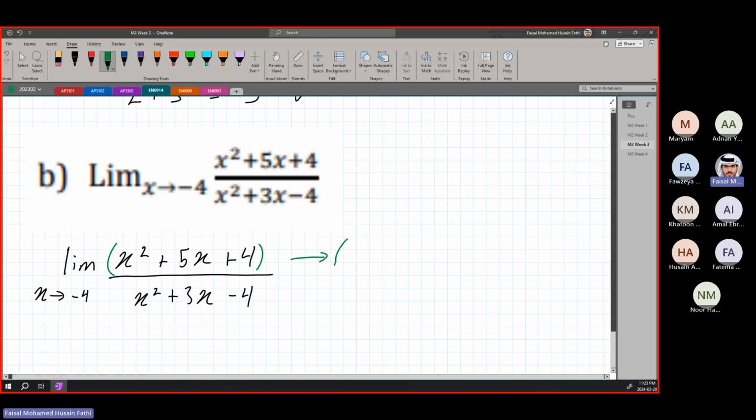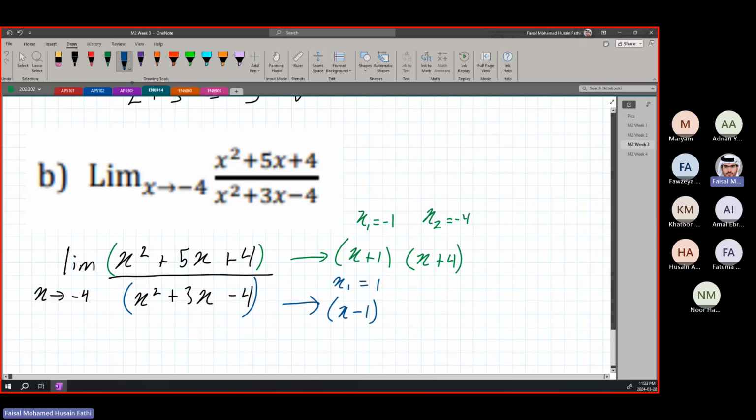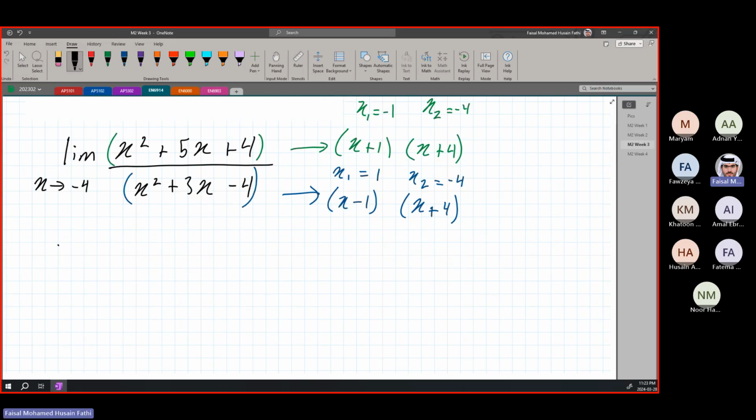It comes out x plus 1 because the answer x1 is minus 1, and the second comes out x2 is minus 4, so it's x plus 4. Same thing we will do for the bottom. So 1, 3, minus 4. This is our A, B, and C values. So x1 is equal to 1, so this is x minus 1. Or x2 is equal to minus 4, so this is x plus 4. Opposite signs. Okay?